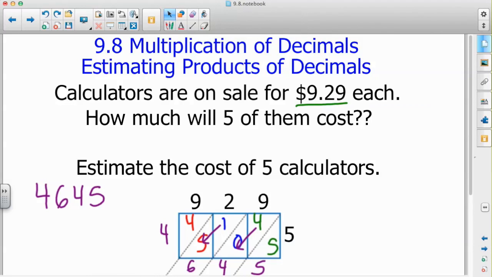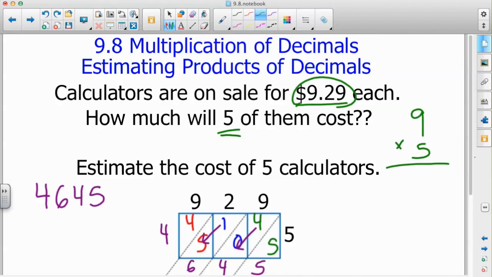4,645. But again, we ask ourselves, where does the decimal belong? Because again, we go back to our estimate, and our estimate was 9 times 5, which was 45. So we know that our answer, our total cost, has to be close to $45. So where can we place the decimal in our solution to get close to $45? Well, we know that if we place it right there, we get 46 and 45 hundredths, and that sure is close to 45.